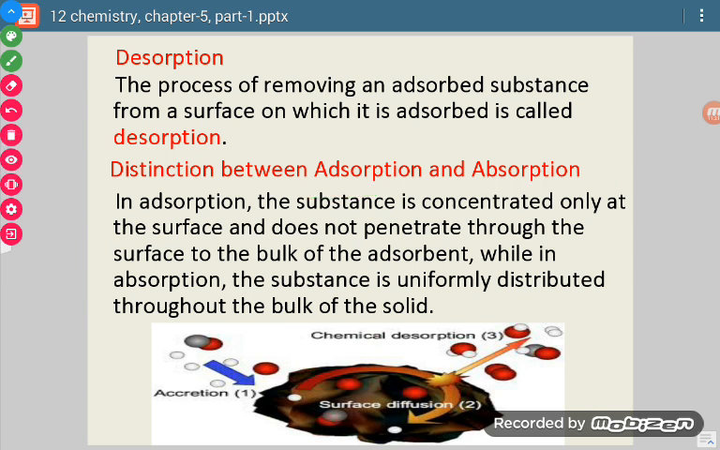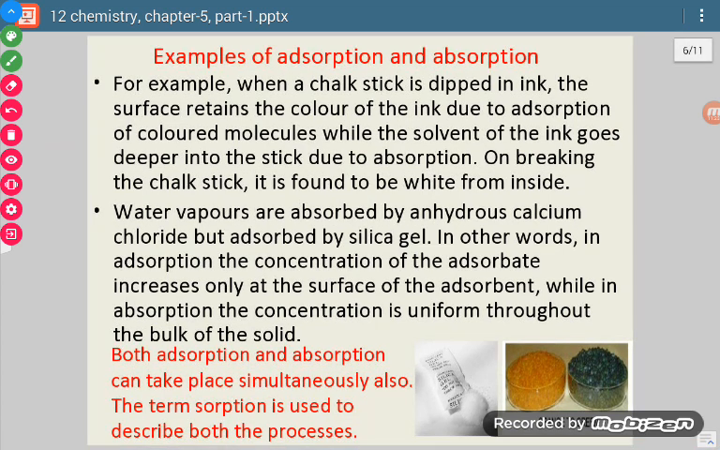Okay, now let us discuss a few examples where adsorption and absorption occur. When we take a chalk stick and dip it in ink, the surface retains the color of the ink due to adsorption of colored molecules, while the solvent of the ink goes deeper into the stick due to absorption.